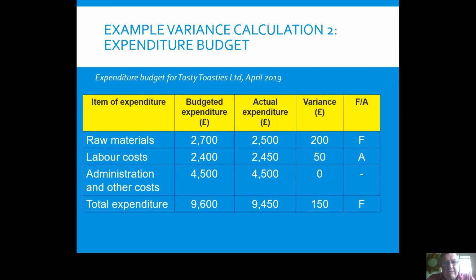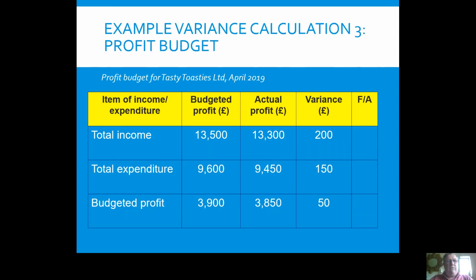And then our total expenditure was actually £150 less than we had thought it would be. So that is favourable. We've spent less than we thought we would. A good thing. Now move on to the profit budget. I want you to pause, and after you've written out this table again, 5 columns, sorry, again, and 4 rows. So pause and restart once you've filled out those numbers.